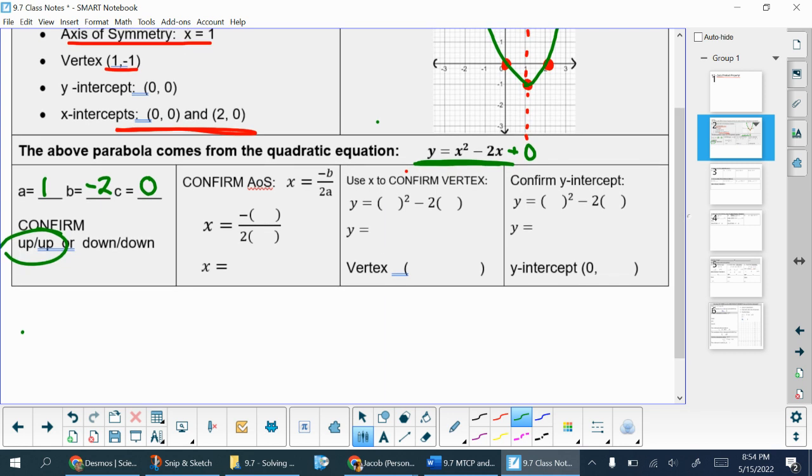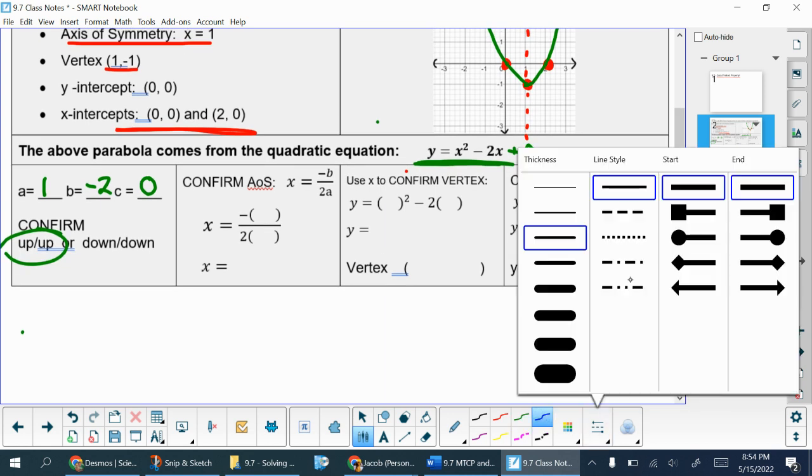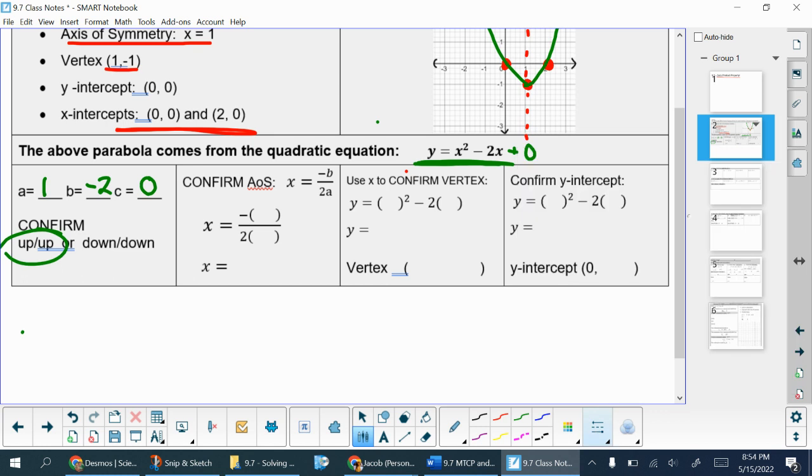When we go ahead and confirm our axis of symmetry here, we've got a b value of -2, and an a value of 1. So the opposite of -2 is +2. 2 times 1 is 2, and 2 divided by 2 is 1. And that matches with what they told us, which is good.